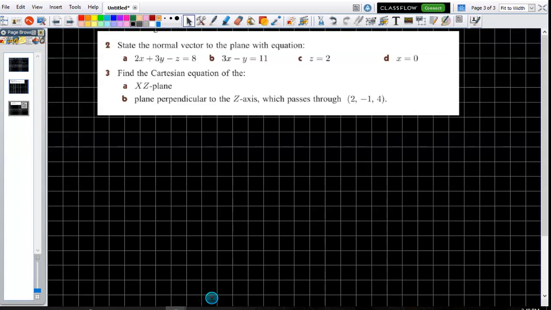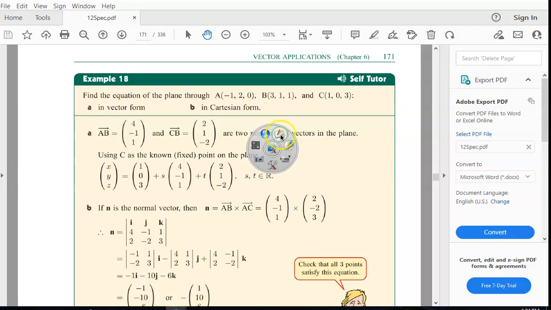What's the normal vector for B? (3, -1, 0). Correct. What about z equals 2? It's not a trick. (0, 0, 1), yep, because it's the coefficient of z; there's no x, there's no y. So Iman, D: (1, 0, 0). I got you, yep. Understand? Have a think about 3.